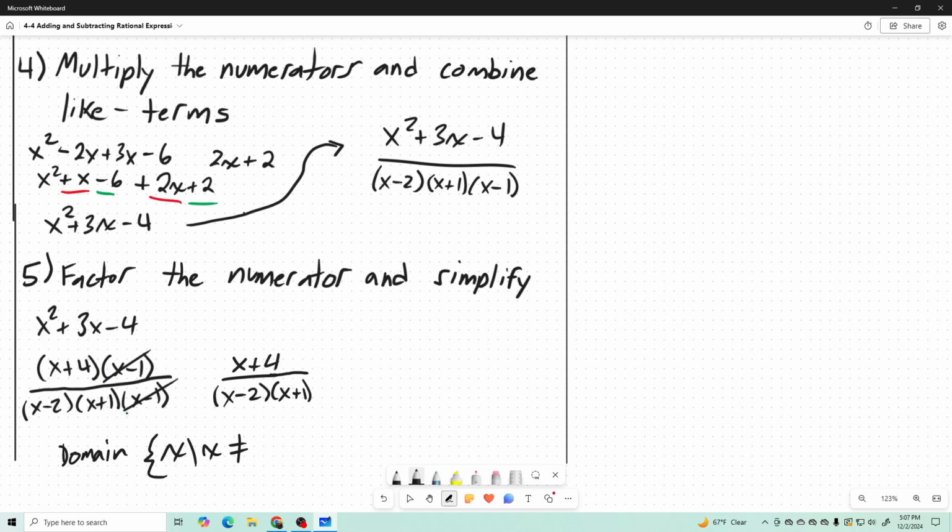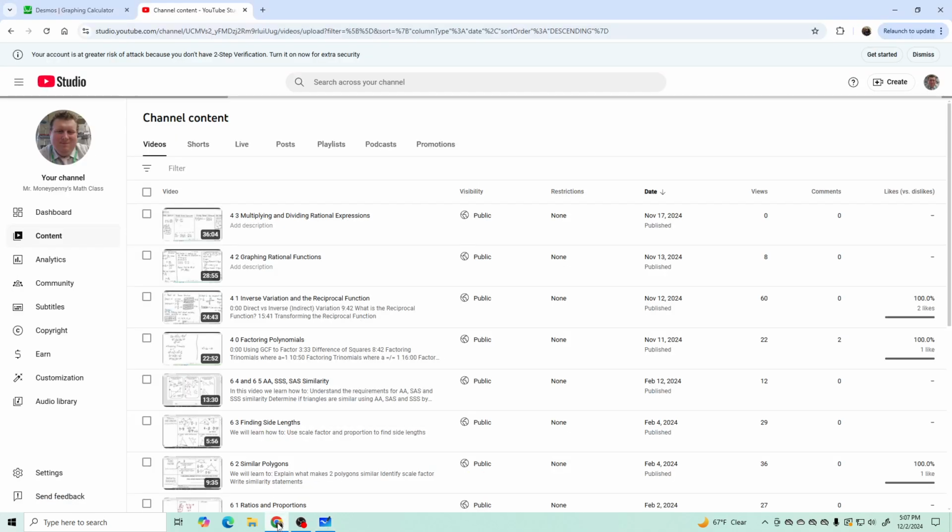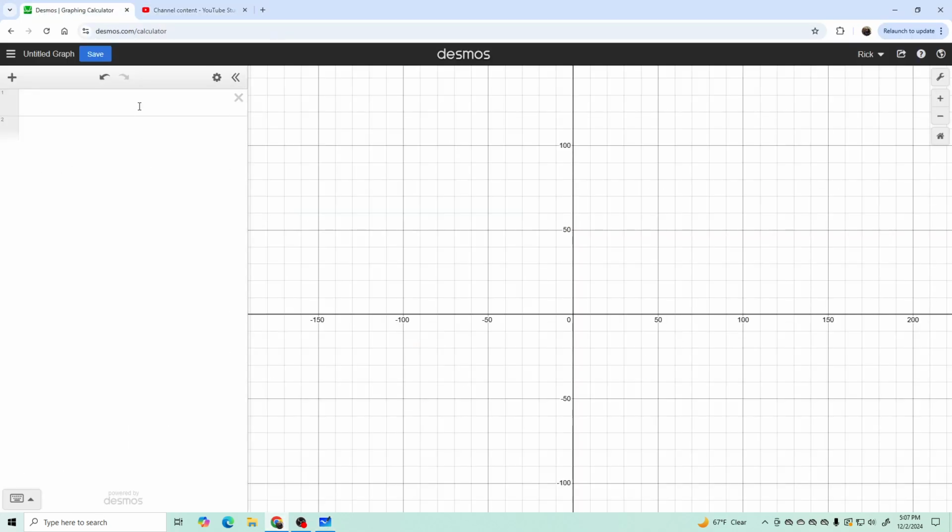It can't be all of them. And I'm going to show you what the difference is between these ones that are crossed out here in a second. So we have x cannot equal 2, it cannot equal negative 1, and it cannot equal positive 1. These are all of the exclusions. Now, you're probably like, Mr. Moneypenny, there's got to be something cool about the idea that both of these minus ones were eliminated. And if you know anything about math, there's always something cool. So let me show you this real quick.